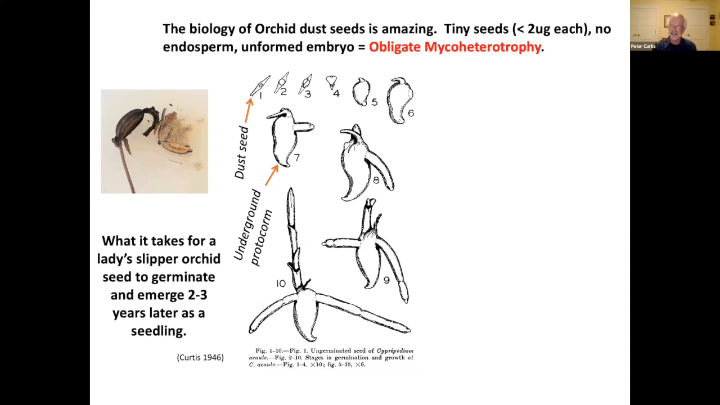And even then, it takes 2 to 3 years, maybe longer, for them to even emerge above the soil and become photosynthetic. So they're living underground, subterranean, in symbiosis with a fungus for multiple years before they even emerge. So all these things have to happen in order for this plant to survive and persist. And at that point, it may take many, many years for it to flower. So if you see a pink lady slipper orchid flowering, it's likely that that plant is at least 10 to 15 years old and possibly much older.